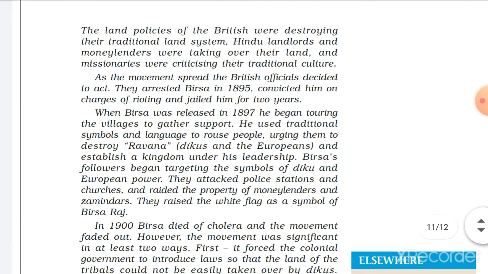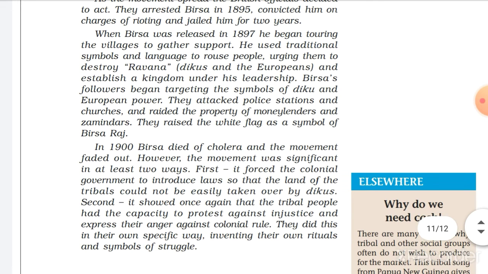And in 1897, he came back, and again toured the villages, and urged people to destroy Ravanas. Ravanas, what? Dikus and the Europeans. And then they also attacked police stations and did a lot of things in those 3 years. But in 1900, unfortunately, Birsa Munda died of what disease? Cholera. And after 1900, this whole movement totally faded out.